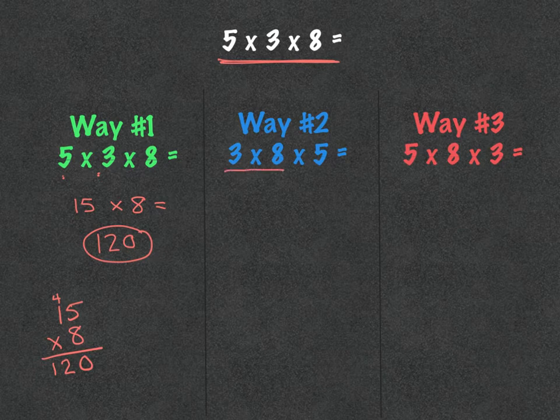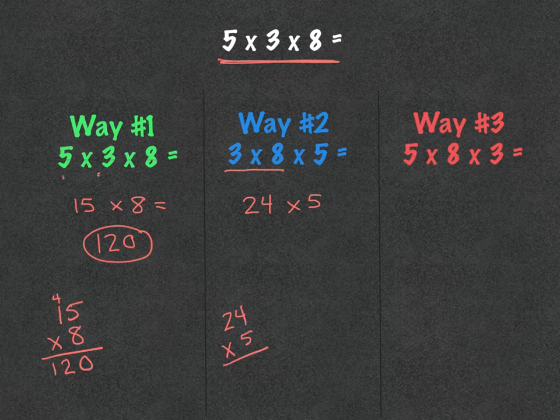Then the next way, we're going to multiply 3 times 8 first. 3 times 8 is 24. And then we still have to multiply our 5. Again, I'm going to have to do a little bit of side math. 24 times 5: 5 times 4 is 20. Regroup my 2. 5 times 2 is 10 plus 2 is 12. So I still get 120.